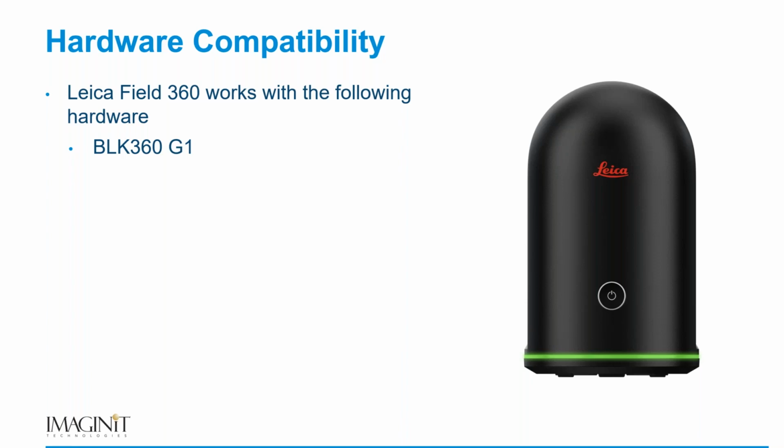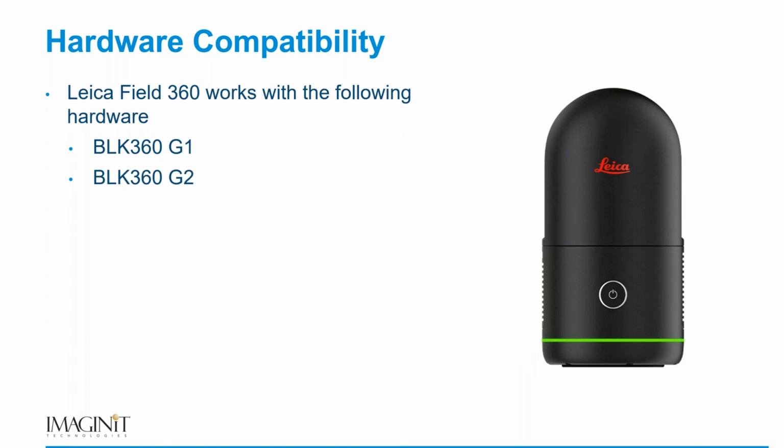Of course, with the G1, we can also now get the smaller, faster, lighter G2. G2 is Leica's latest BLK360 device. And if you haven't checked out this scanner yet, reach out because this thing is just fantastic. It's small, it's lightweight, it's easy to carry, and of course works with the Field 360 app. So there's a bunch we can do with this thing.